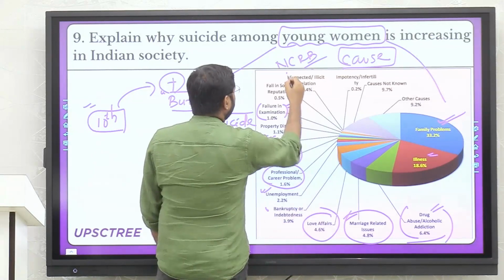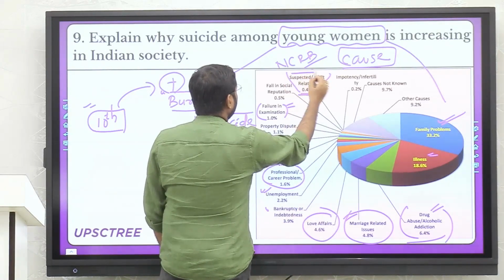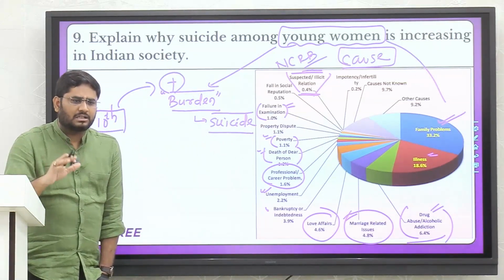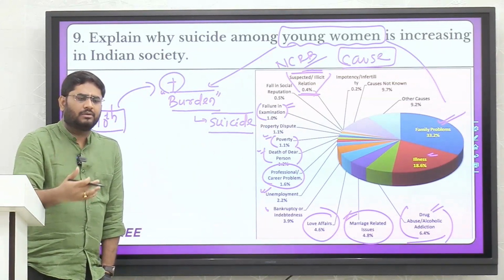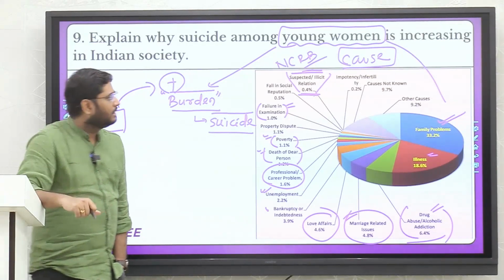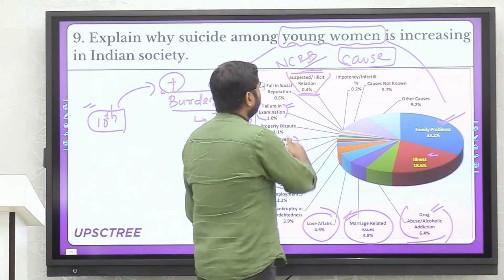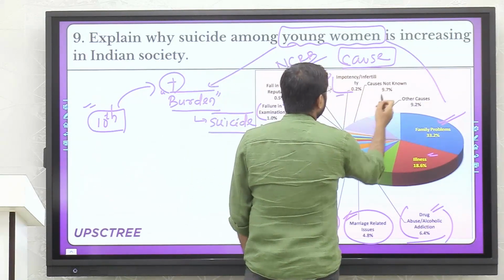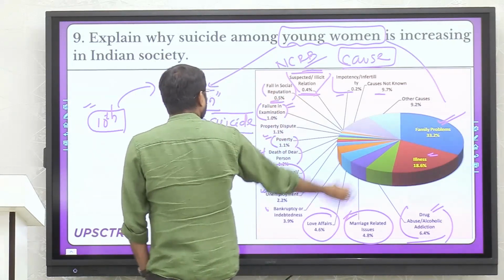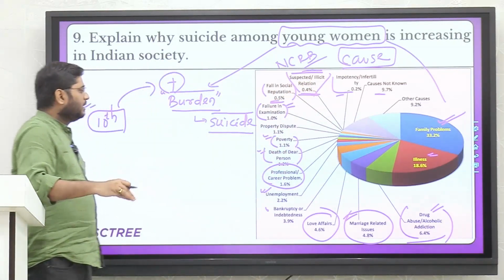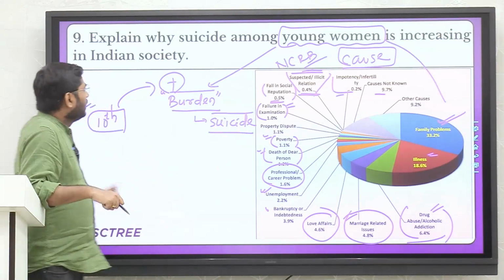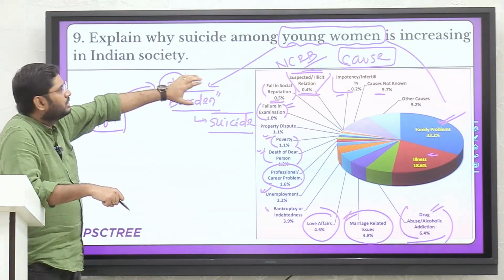Suspected or illicit relation is also happening now, like if you belong to a very caste rigid family and you have chosen a partner who is not in your caste or is from a lower caste, then it becomes difficult. That also results in some kind of fear. Impotency and fertility are also causes. Fall in social reputation is also a cause. So these are the causes you can by and large attribute, but the biggest one among them will be family problems. And we are talking about young women who are mostly not married.